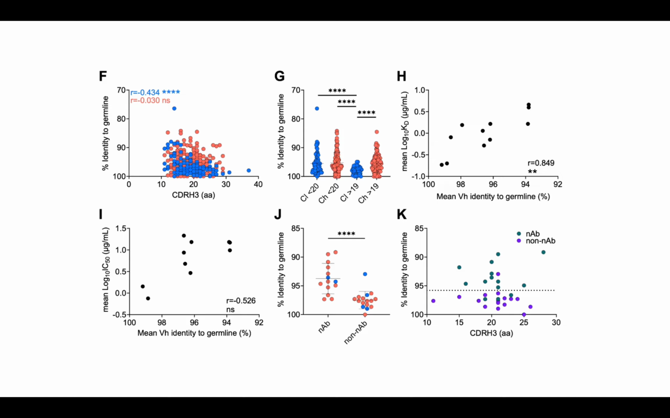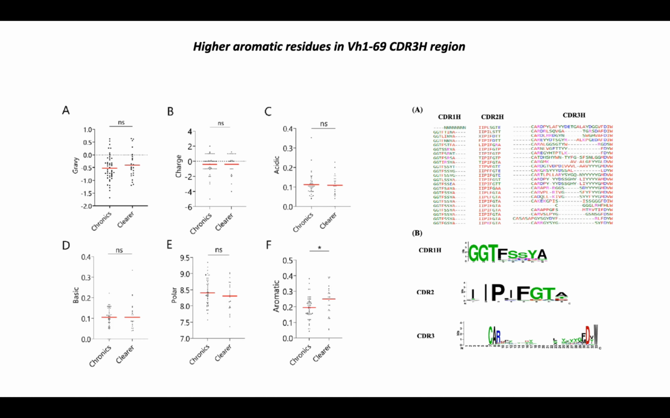And we had this neutralizing antibodies and non-neutralizing antibodies assay, and we looked at the somatic hypermutation. We observed a significant difference between neutralizing antibodies and non-neutralizing antibodies. We further divided these antibodies, neutralizing and non-neutralizing, with the germline and the somatic hypermutation in CDR3, and we observed a negative correlation here, and it's not positively correlated.